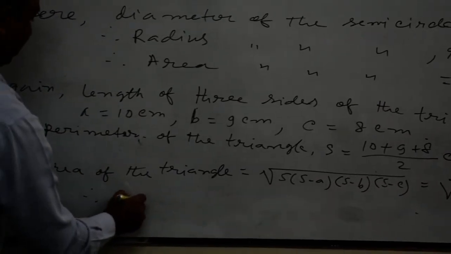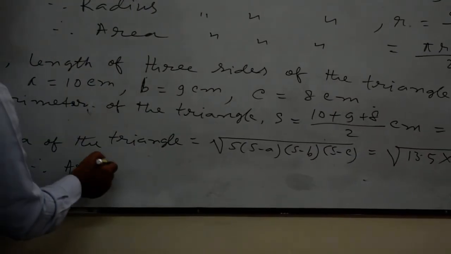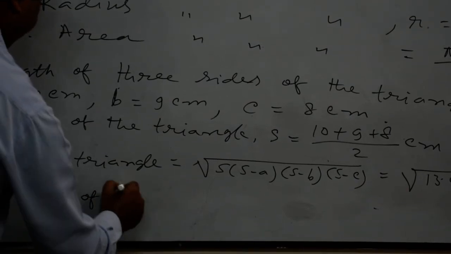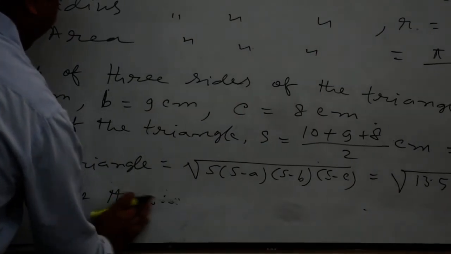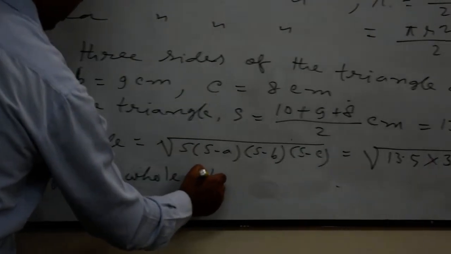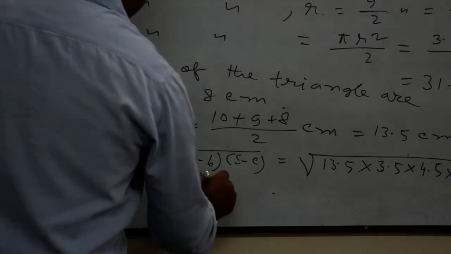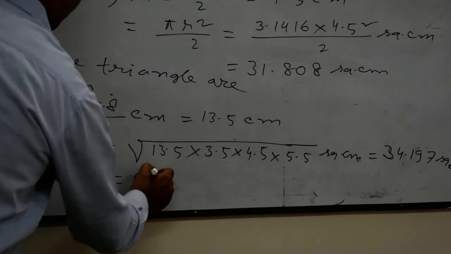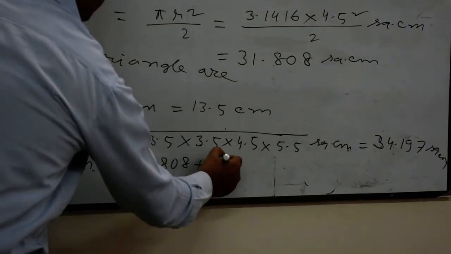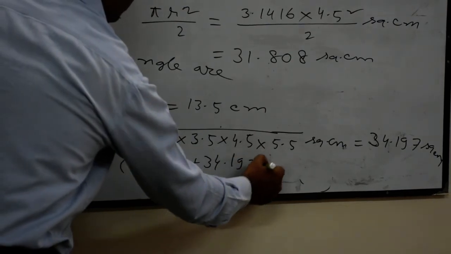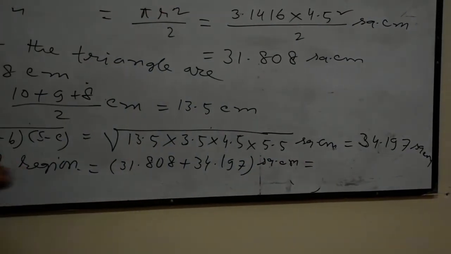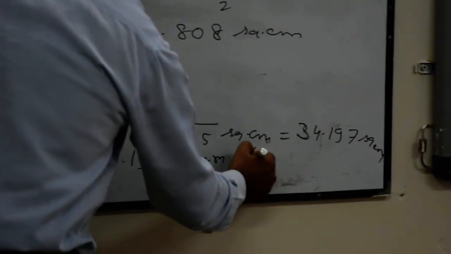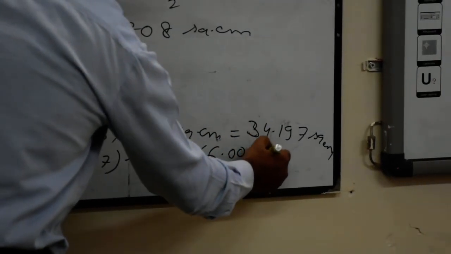Therefore, area of the whole shaded region, or area of the dark marked whole part. Just add these two parts. What was the first result? 31.808 plus 34.197 square centimeter. The result will be 66.005 square centimeter.